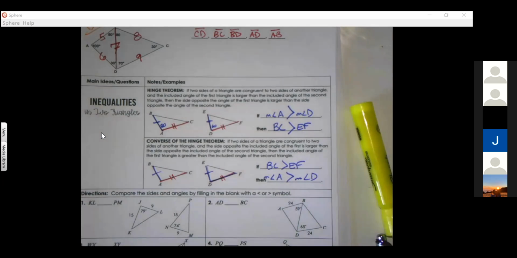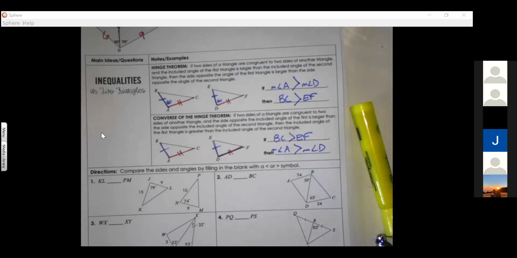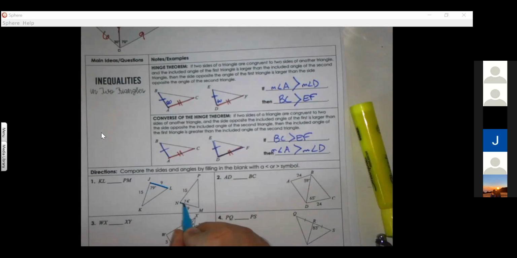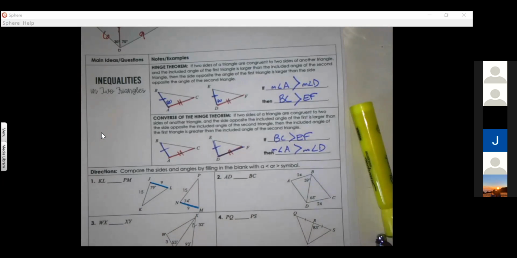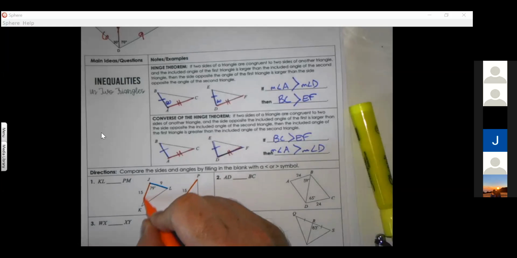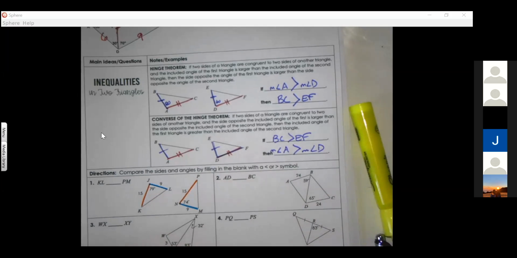How does that work in our pictures down here? Well, I can see that I've got a 9 and a 9. And I can see that I've got a 15 and a 15. So I've got these hinges, right? That's what I'm talking about. And this hinge swings 79, and this hinge only swings 74. So which leg is bigger, KL or PM?